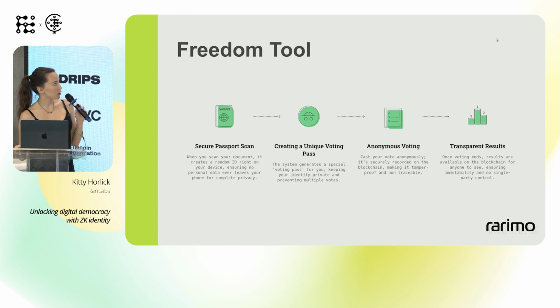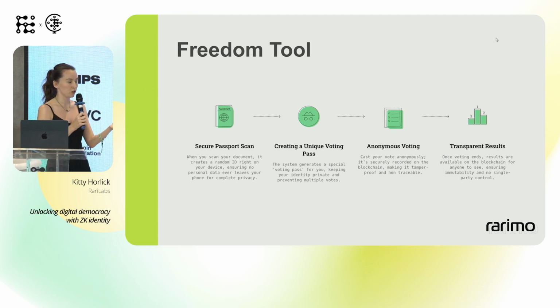As I mentioned, Freedom Tool is this surveillance-free voting solution. And it solved a long-term technical challenge in the digital democracy space, which is, how do you allow people to prove that they are eligible to vote without also making them vulnerable to tracing? And we did this through the magic of ZKPs.